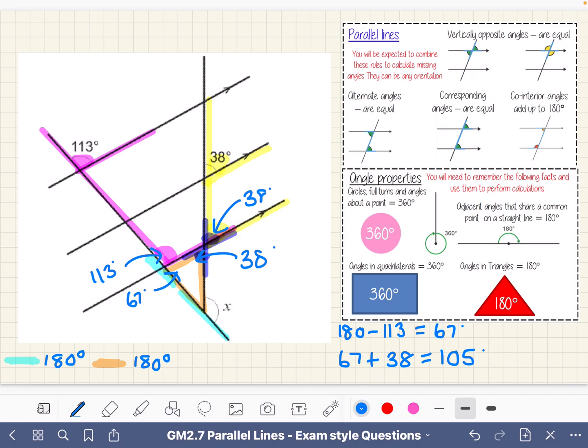If you do not spot that, it is absolutely fine, as you also have a triangle. You'll add those together and get 105 degrees, and take those values away from each other. 180 take away 105 gives you 75 degrees, meaning the angle on the inside is 75 degrees. And when you take that away from 180, you end up getting 105 again.